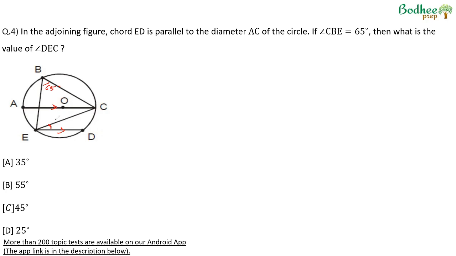So what we can do here is, if we join AE, and therefore what happens is, this angle here becomes 90 degree. Angle AEC will be 90 degree because it is in the semicircle. AC is the diameter.